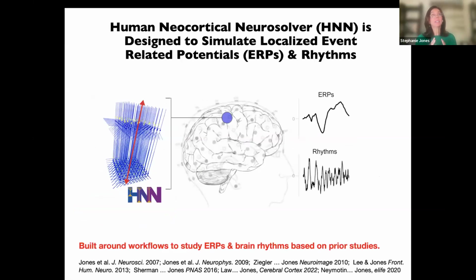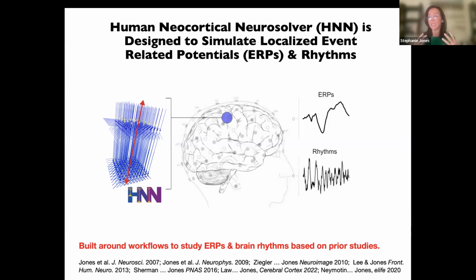HNN was specifically designed to simulate activity from a localized area. It represents a little patch of cortex. And we've been developing it around workflows to study these common signals, ERPs and brain rhythms. This is all based on our prior published work. And we give you our data and we give you our starting parameters, but it's meant to be a hypothesis development and testing tool. So if you have another idea in your data about where these signals come from, then you can test that using this software.